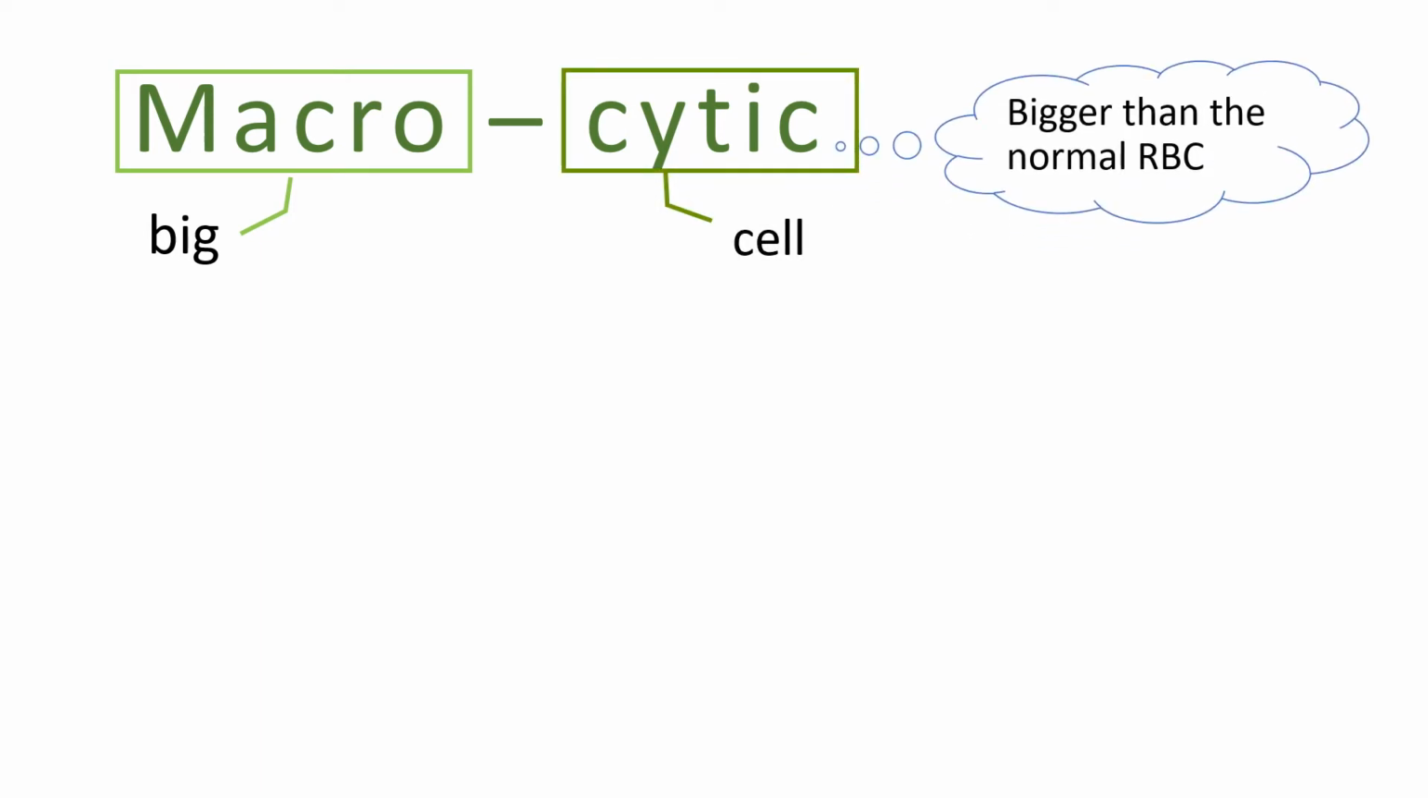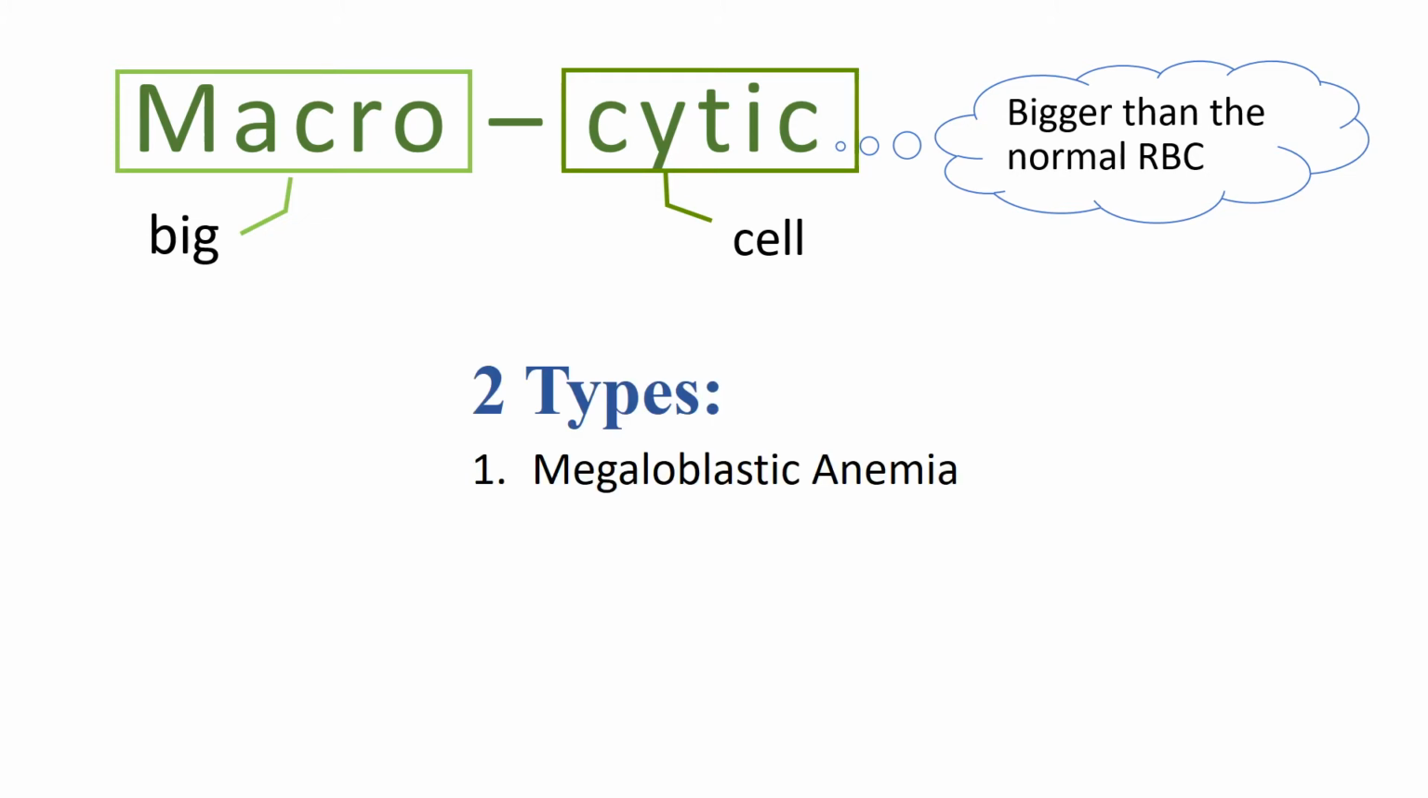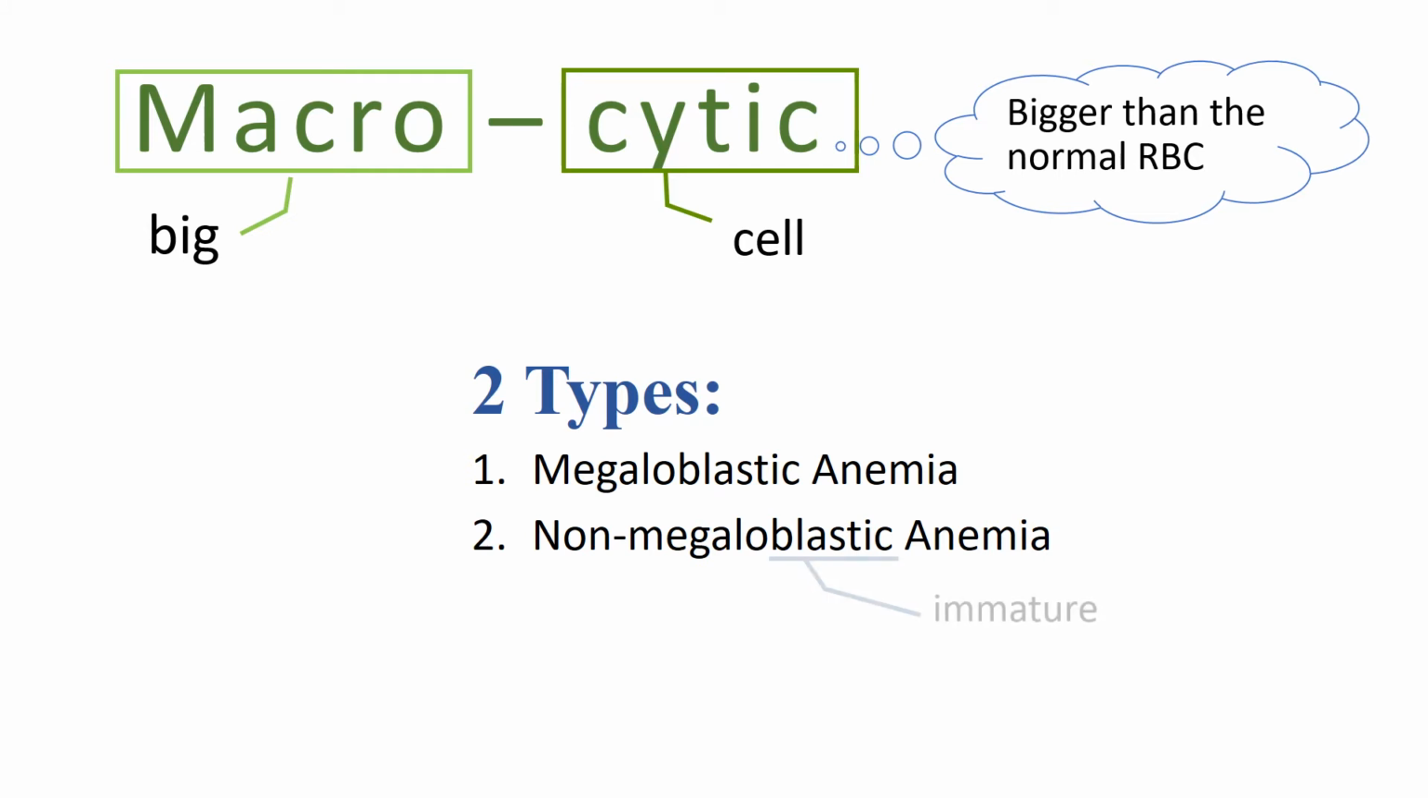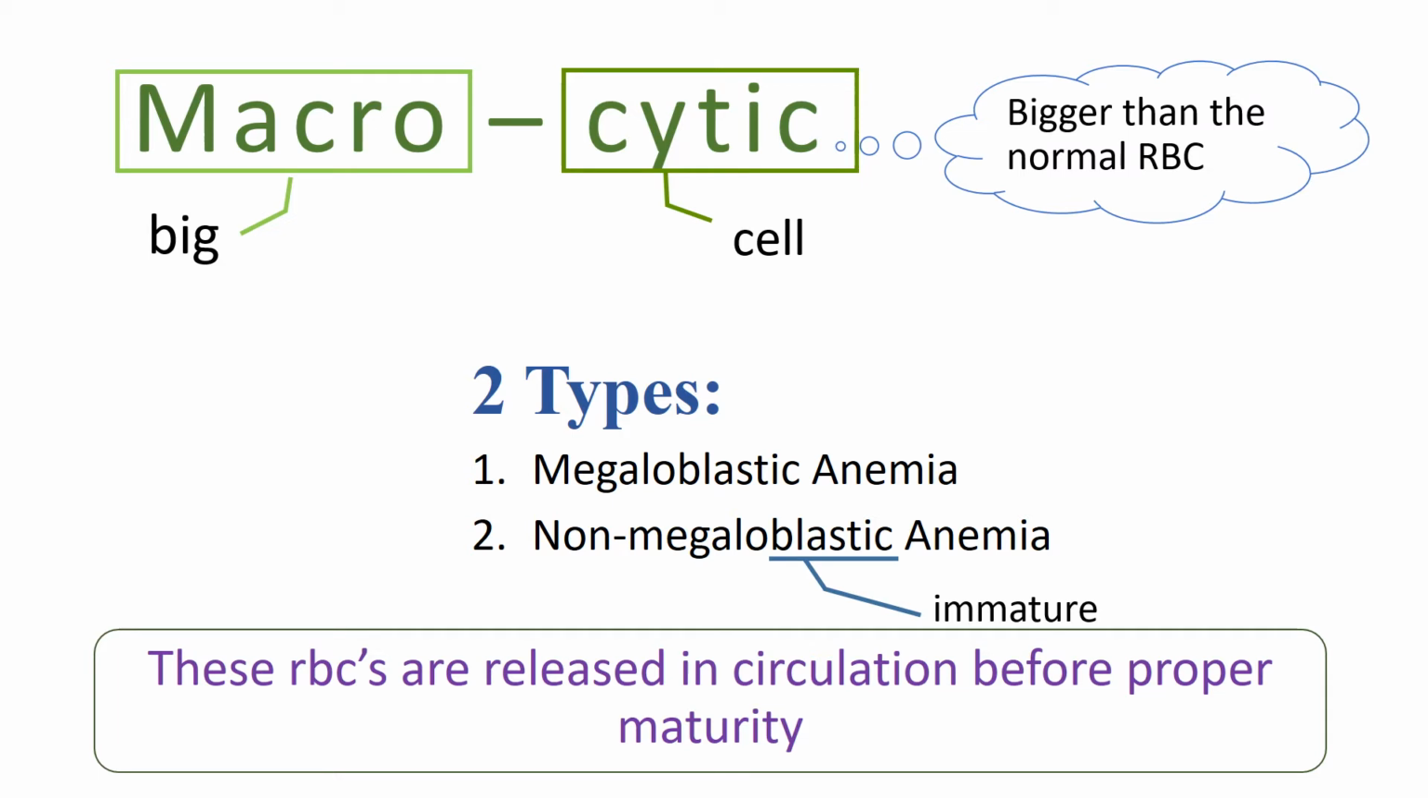What does macrocytic anemia mean? Macro means big, cytic means cell. This is a big cell anemia. Now, obviously, they are bigger than normal red blood cells. We can further divide macrocytic anemia into two divisions: megaloblastic and non-megaloblastic. Now, what does blastic mean? Blastic means immature. These RBCs are released in the circulation before reaching proper maturity.